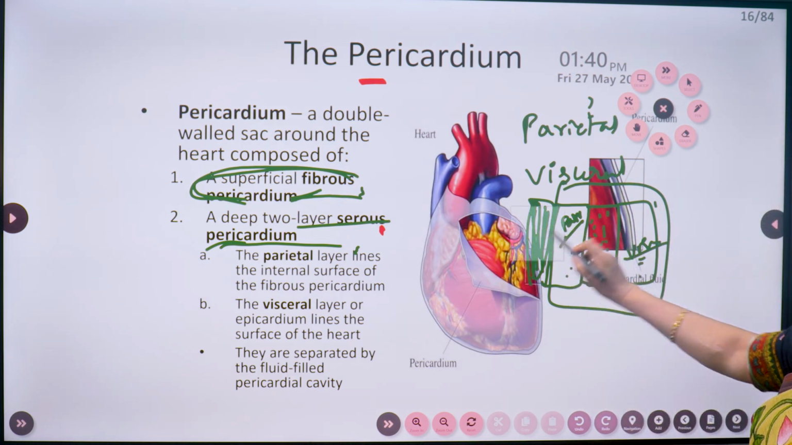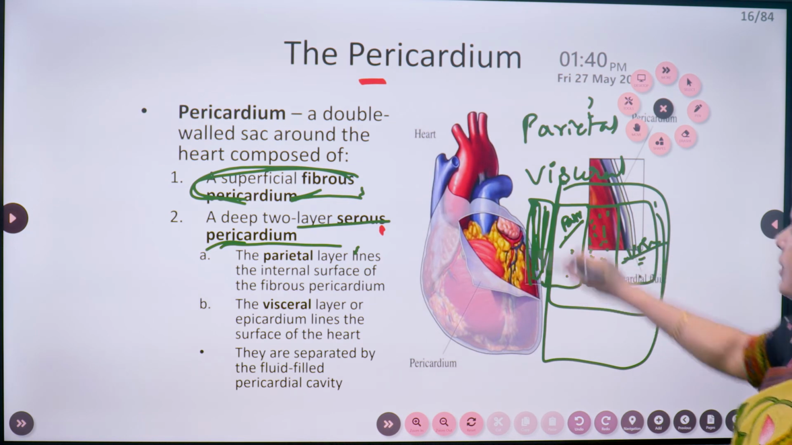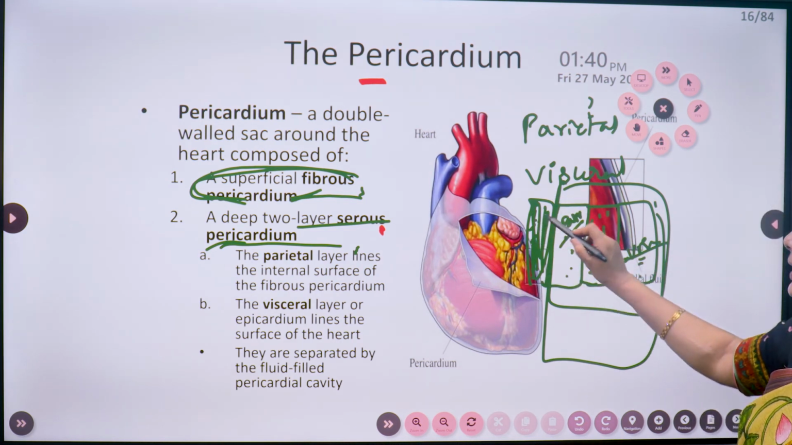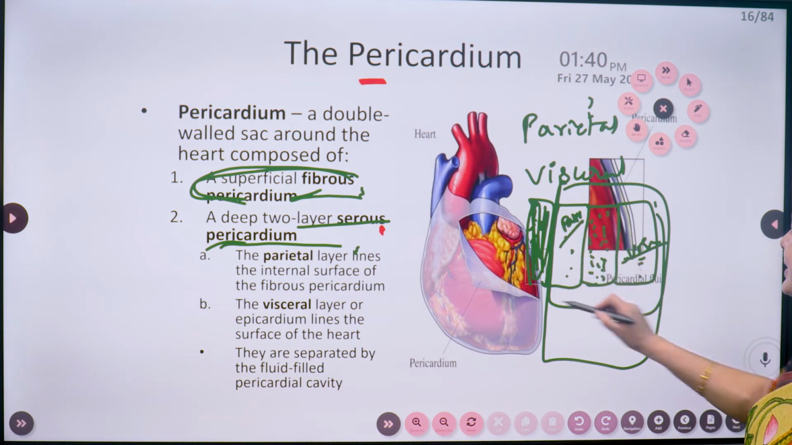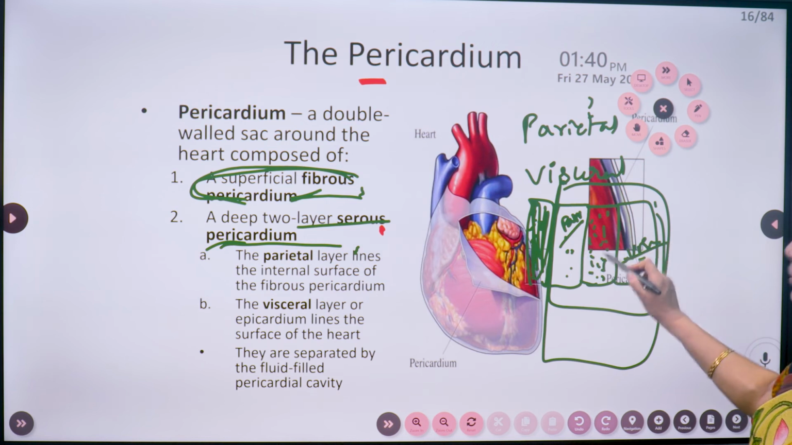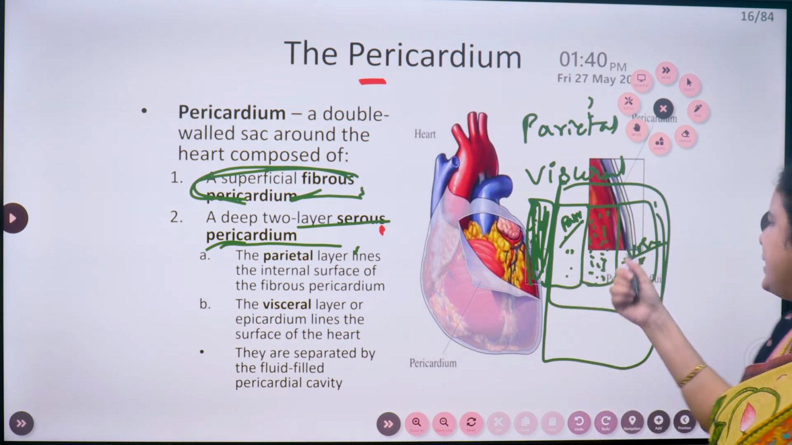This is the fibrous layer, and this is the serous layer, the fibroserous layer. The outer or superficial layer is the fibrous layer. The serous layer is made up of the parietal and visceral layers. In between these 2 layers there is some amount of fluid, and that fluid is called pericardial fluid.